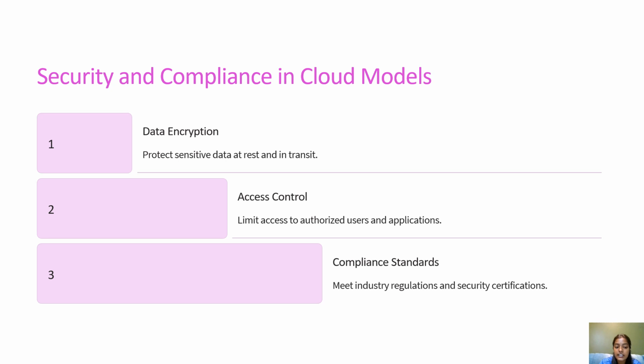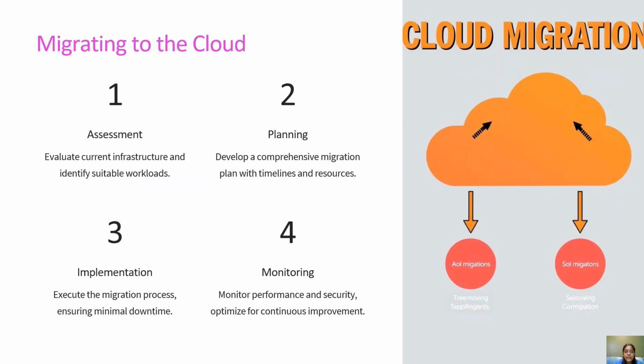Coming up to the next slide, we have migrating to a cloud. Migrating to a cloud has four steps: assessment, planning, implementation, and monitoring. In the assessment, we have to evaluate the current infrastructure and identify suitable workloads. In planning, we have to develop a comprehensive migration plan with timelines and resources.